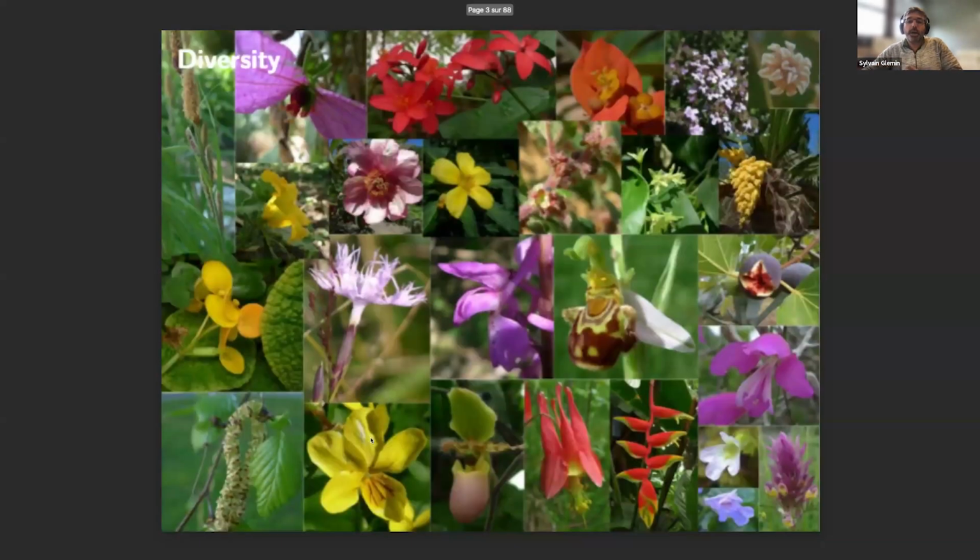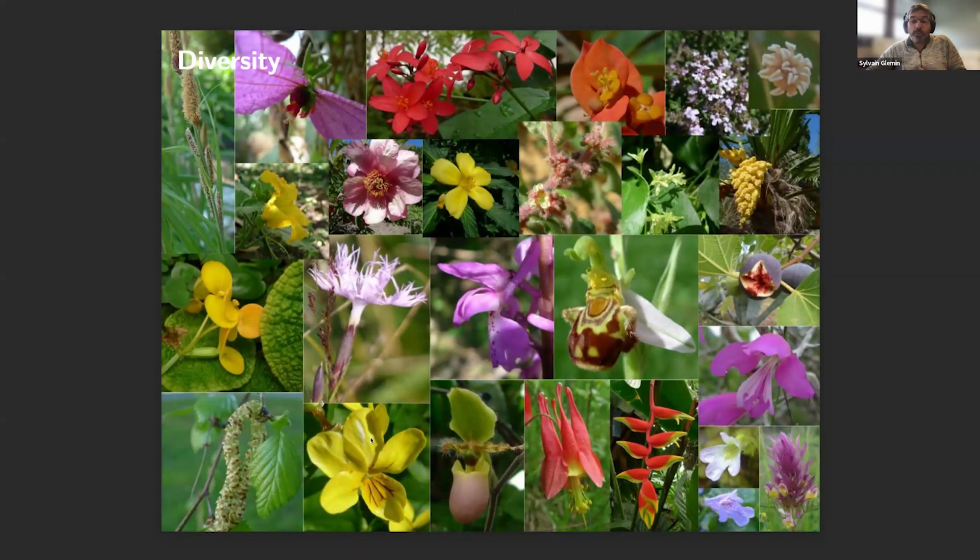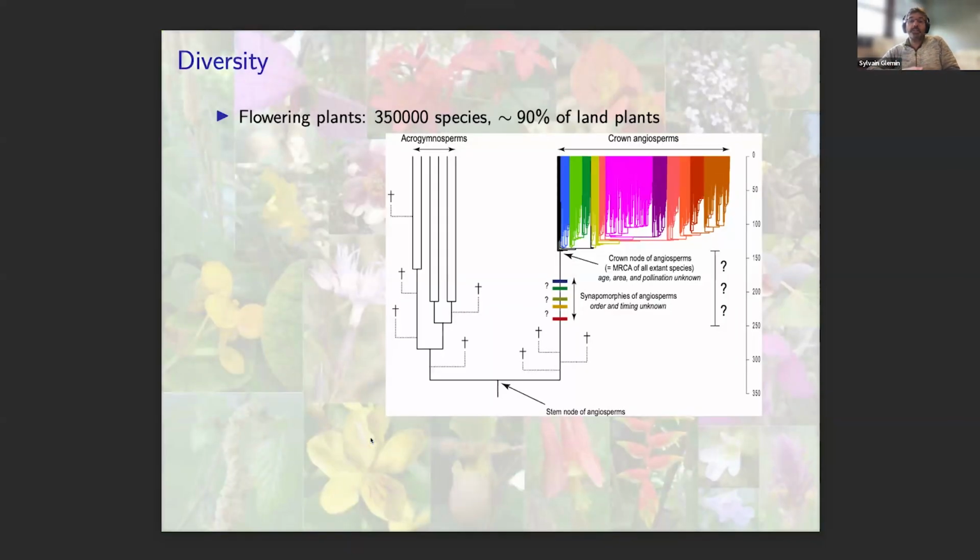So we were interested in the diversity of reproduction in plants. As you may know, there is a huge diversity of flowers and the way plants reproduce, which is the main characteristic of what is called the flowering plants. And this huge diversity of flower morphology is also associated with a huge diversity of species. So there are about 350,000 species of flowering plants, which is around 90% of all land plants. And so it's clearly the most diverse group in terms of species of land plants.